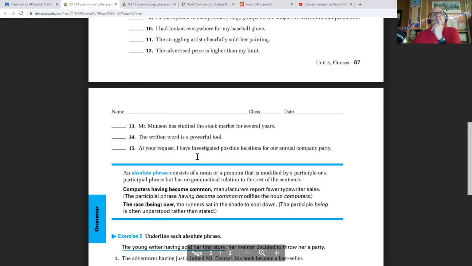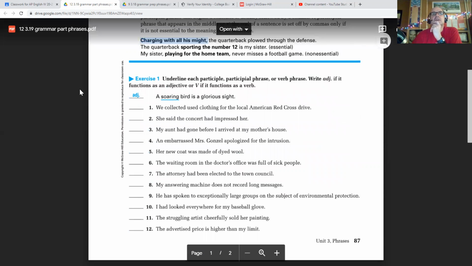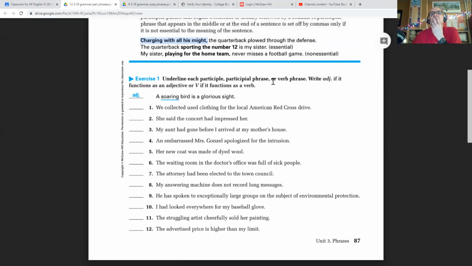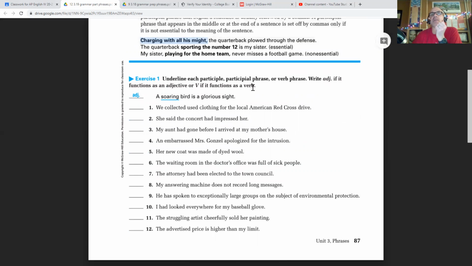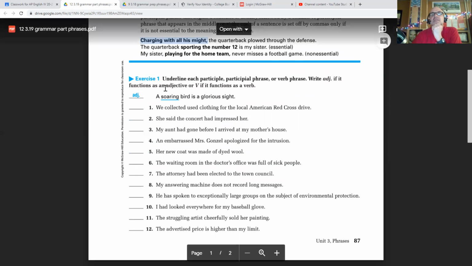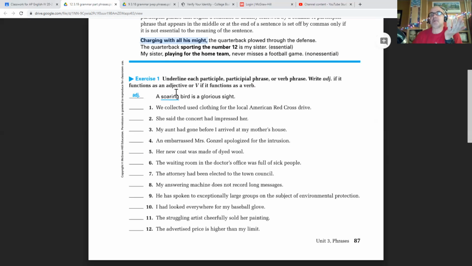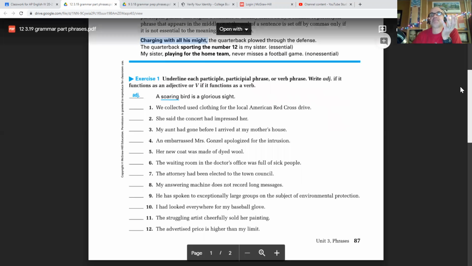So exercise one, we have 15 items. Let's do 10 of them. Underline each participle or participial phrase or verb phrase, right? ADJ if it functions as an adjective or V if it functions as a verb. So you're gonna find all of them, but which ones are participles, right? ADJ if it functions as an adjective. In other words, that's a participle, right? Or V if it functions as a verb, that's a verb being a verb. A soaring bird is a glorious sight.